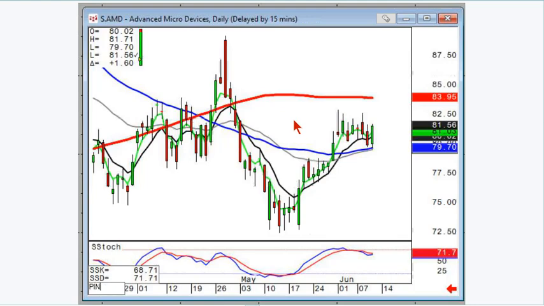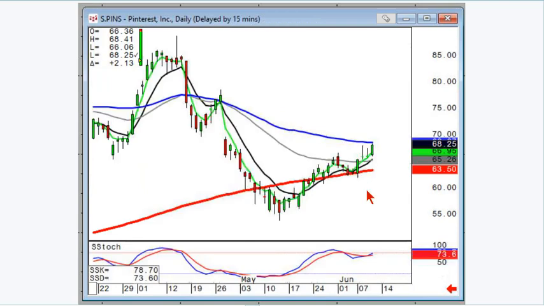Pinterest. Now there's your J-hook pattern bouncing off the 200. Look at your little bullish harami right there, confirmation off the 200. Now you have to watch to see whether they can get through the 50.